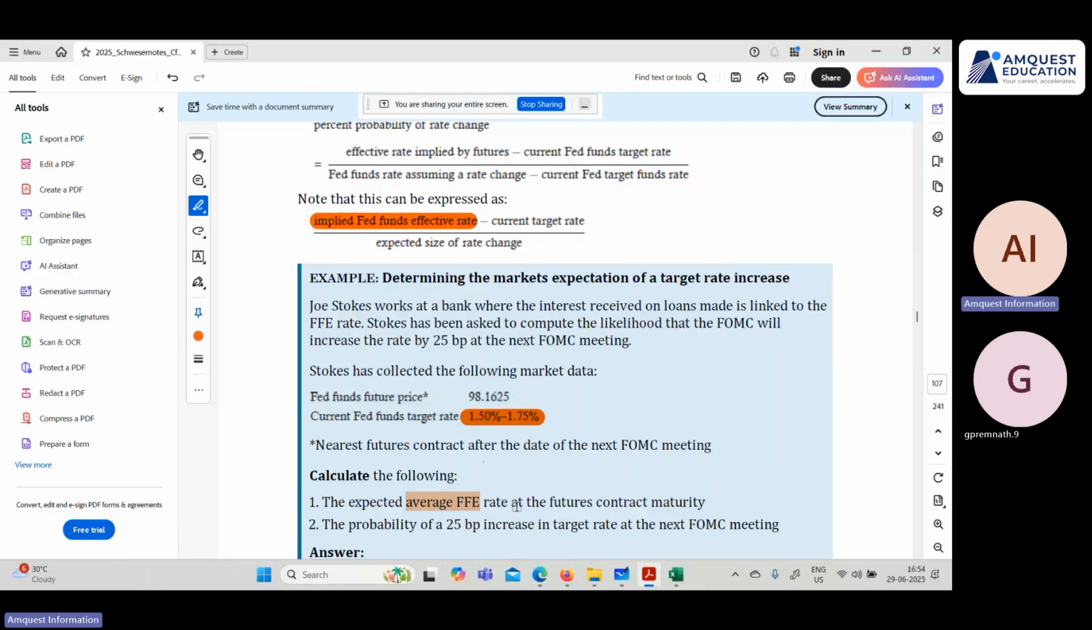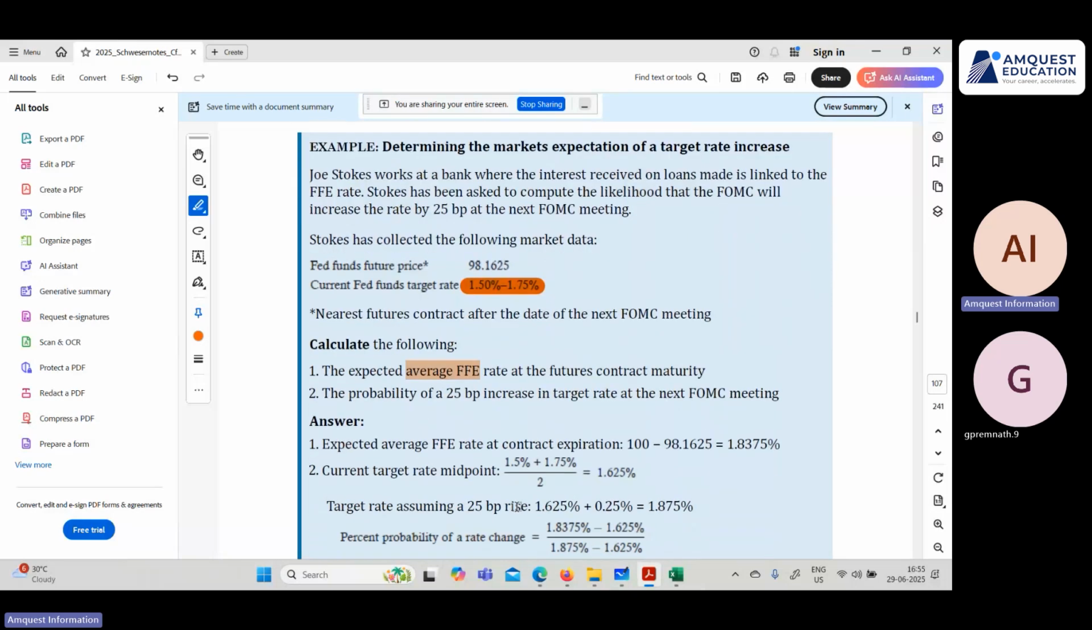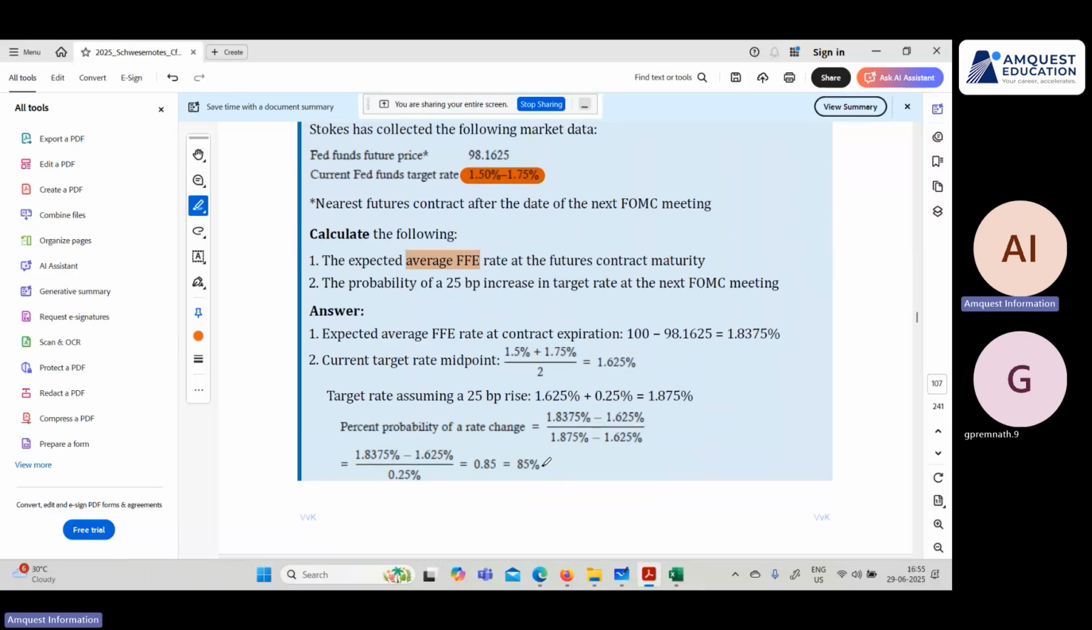Then how about we need to calculate the probability of the change? What is that? So it's 1.8375 minus 1.625 in the numerator. And in the denominator, it's basically 1.875, which is the 25 bip increase, minus 1.625. So the answer is 85% probability. So the probability of the change is 85%.